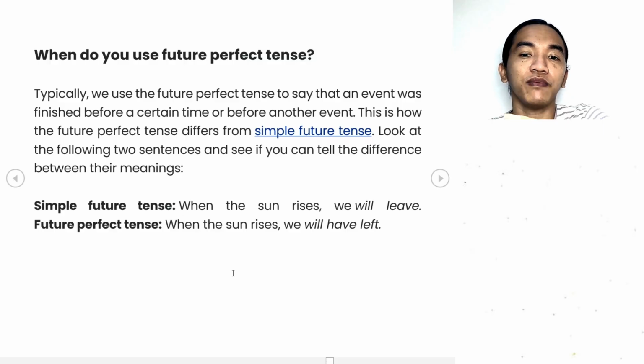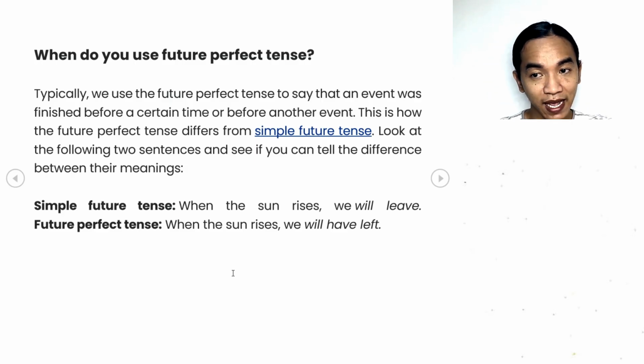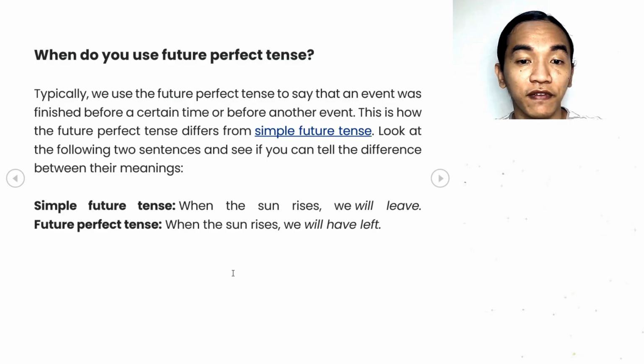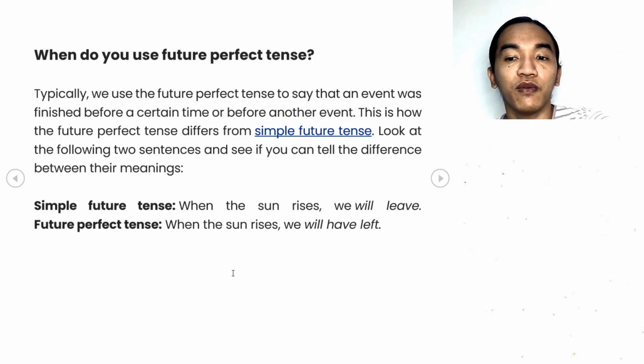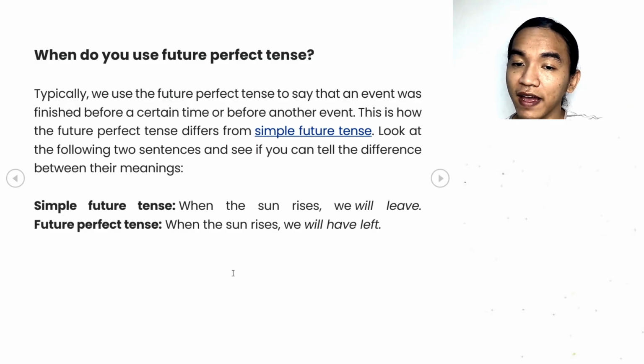So typically, we use the future perfect tense to say that an event was finished before a certain time or before another event. Okay? This is how the future perfect tense differs from the simple future tense. Look at the following two sentences and see if we can tell the differences between their meanings. So, for simple future tense, let's see this one. When the sun rises, we will leave. Okay? So, future perfect, when the sun rises, we will have left. Okay? You see the meaning of the two?